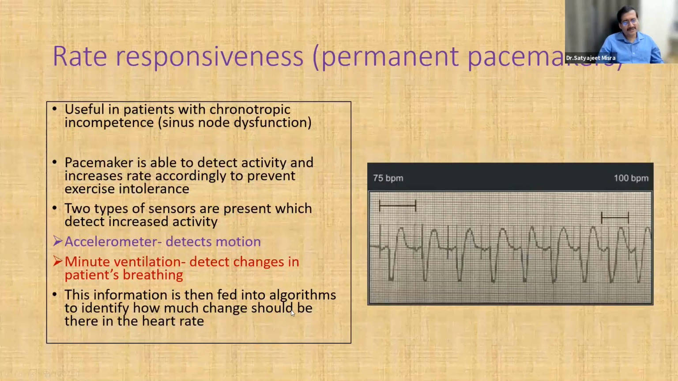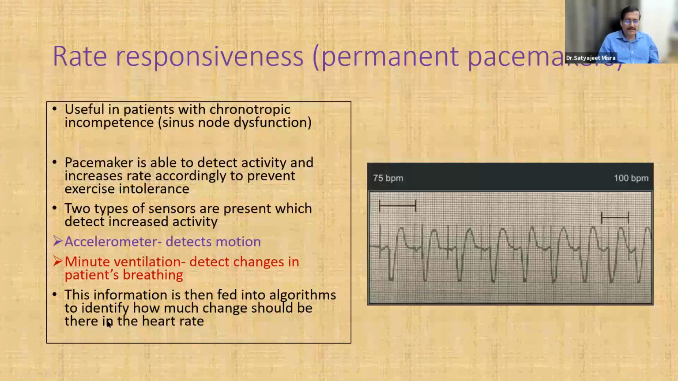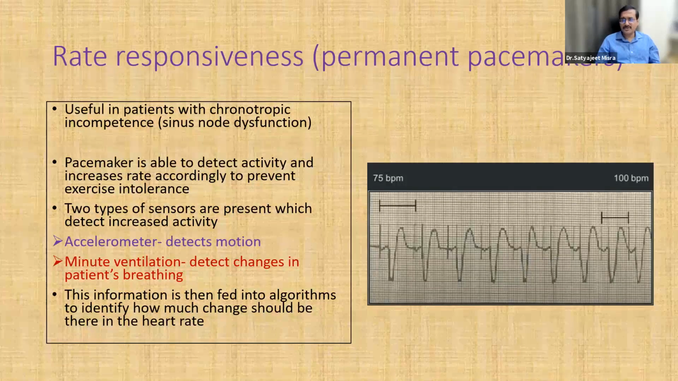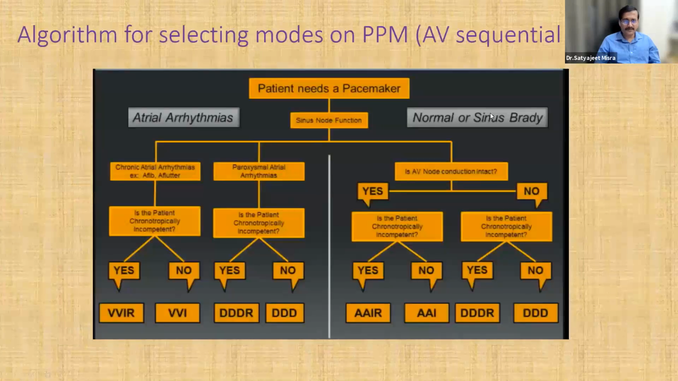This information is usually fed into algorithms, and these identify how much change should be there in the heart rate, and how fast this change should be effected. And that's how the rate responsiveness happens. Please remember, it's a feature of permanent pacemakers and not that of temporary pacemakers.